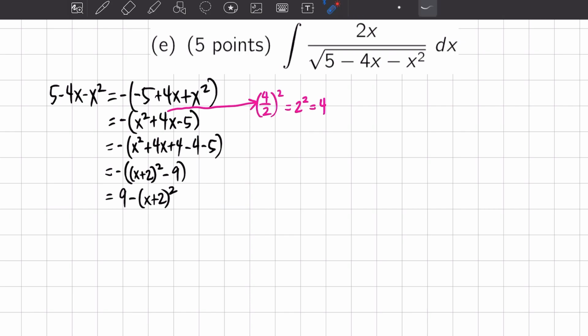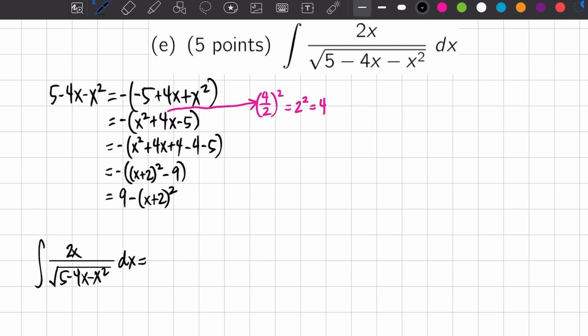So this one right here, the integral of 2x over the square root of 5 minus 4x minus x squared, is just the same as the integral of 2x all over the square root of 9 minus the quantity x plus 2 squared dx.